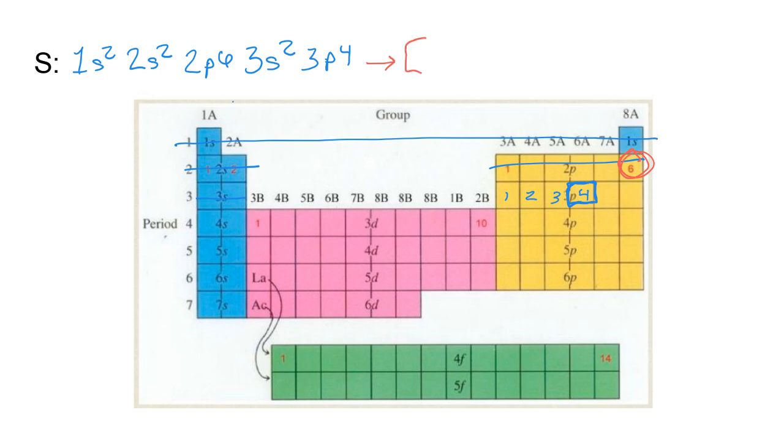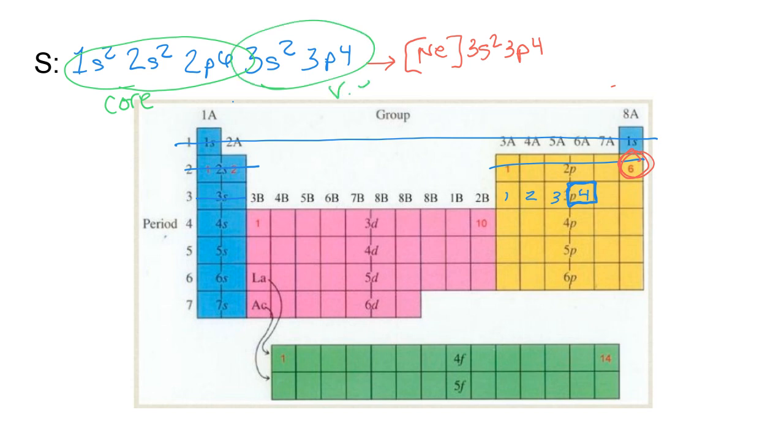If I want to write the noble gas electron configuration, that previous noble gas is neon. But then sulfur also has 3s2 and 3p4. All of these right here are my core electrons. All of these right here are my valence electrons.